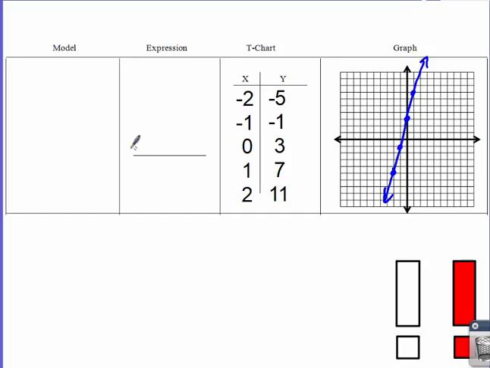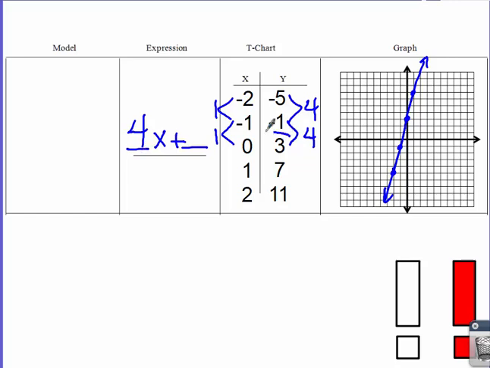Now I know my expressions are going to be in the form of blank x plus blank. So we first find our slope, and we know slope is found by delta y divided by delta x. So delta y here is 4, the change in the y value. The change in the x value is 1. So 4 divided by 1 is 4.